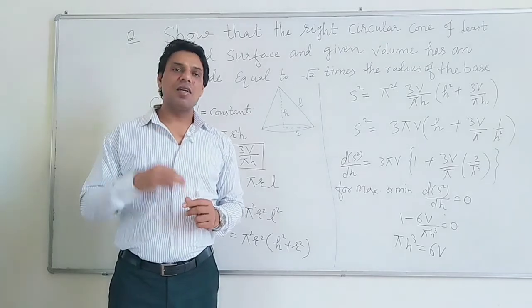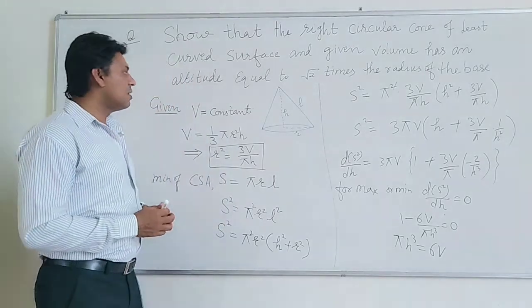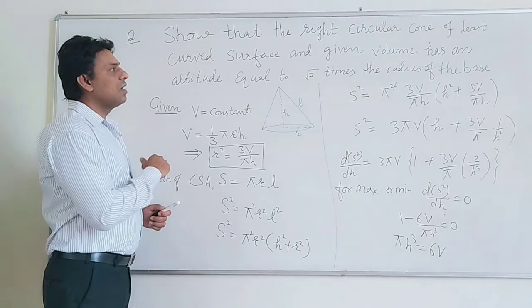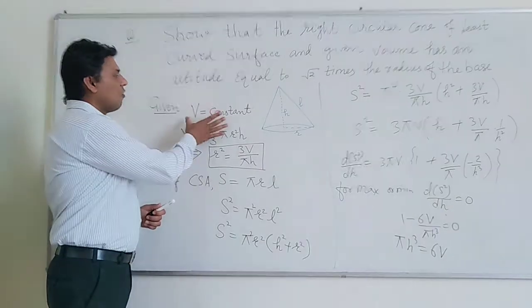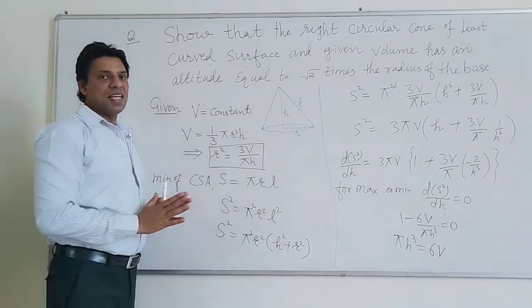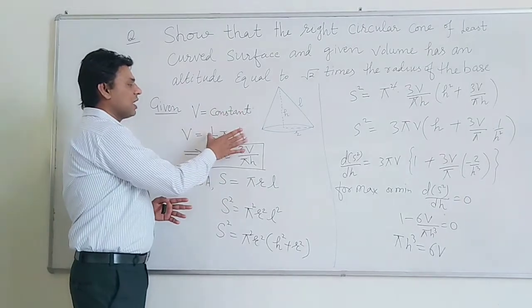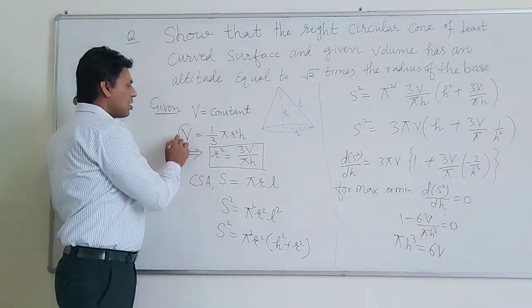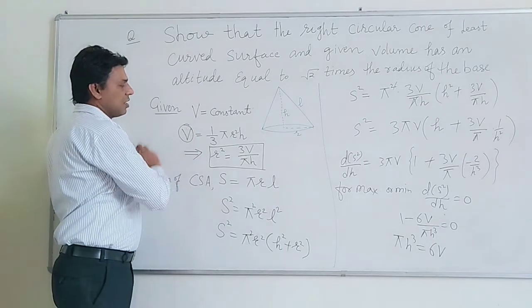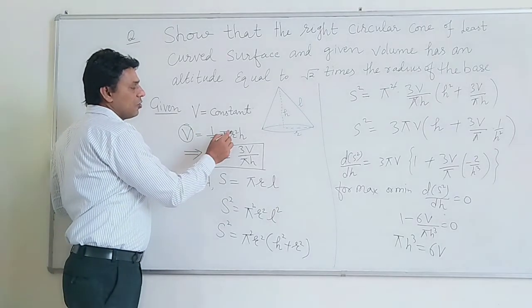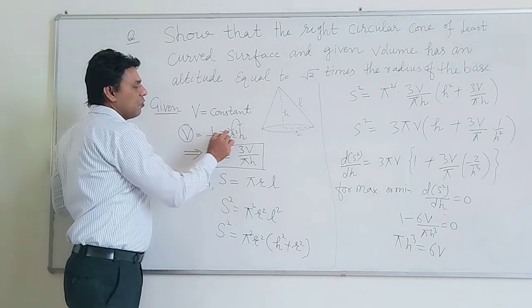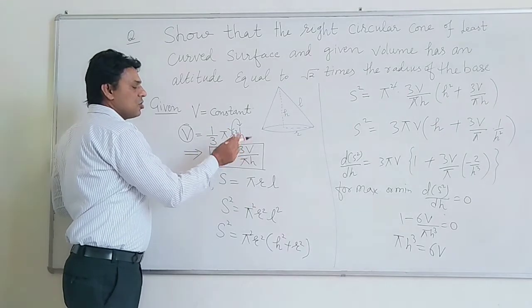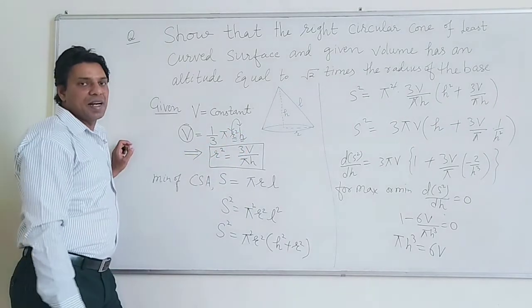So these are the three major things to understand. First of all, I am starting with the given condition. The volume of the cone is given, and you know the volume of the cone is 1/3 πr²h. So this is a constant, and this constant depends upon two variables, r and h. So this is the connection between r and h.